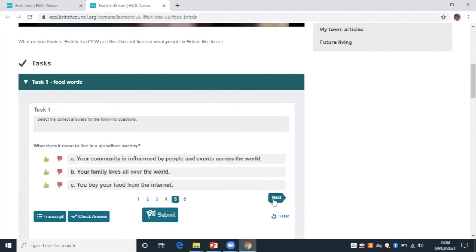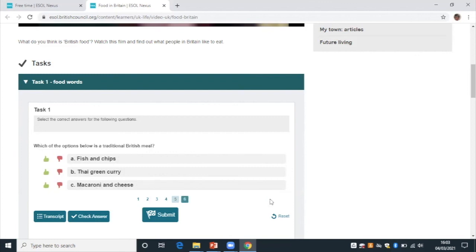Okay. So this is an interesting one. What does it mean to live in a globalized society? So society, a place where people live together. Is it your community is influenced by people and events across the world? Your family lives all over the world, or you buy your food from the internet? So could we say, based on that video, and obviously if we think about the different types of restaurants and the different types of shops we can get different food from, I would definitely agree that to live in a globalized society means that your community is influenced by different people and events across the world. You can have Indian food, you can have Thai food, all over England, can't you?